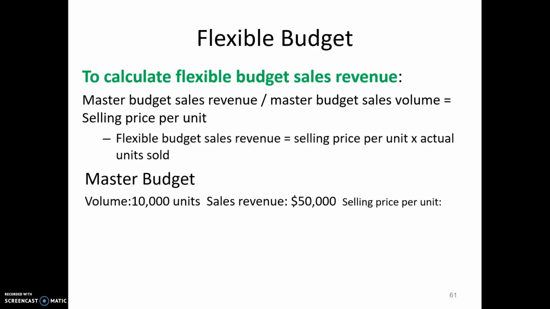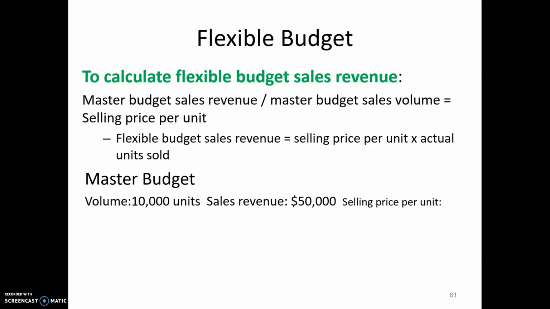If you're looking at the master budget and you want to calculate the flexible budget sales revenue, we need the selling price per unit. If you take the sales revenue on the master budget and divide it by the volume on the master budget, that'll give you your selling price per unit. Then we multiply the selling price per unit times the actual units sold. That gives us the sales revenue on our flexible budget.